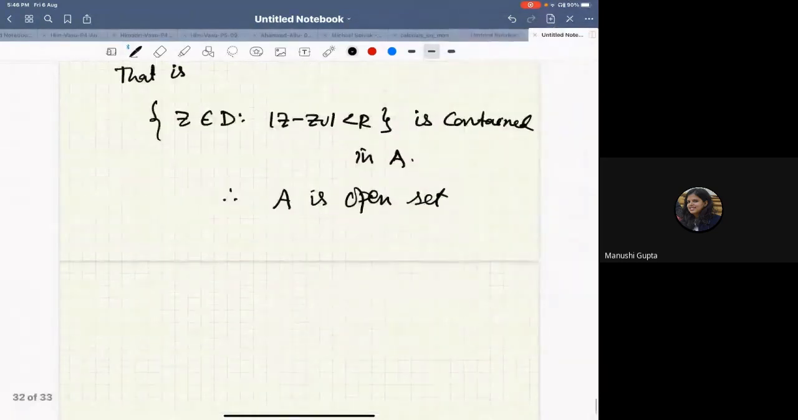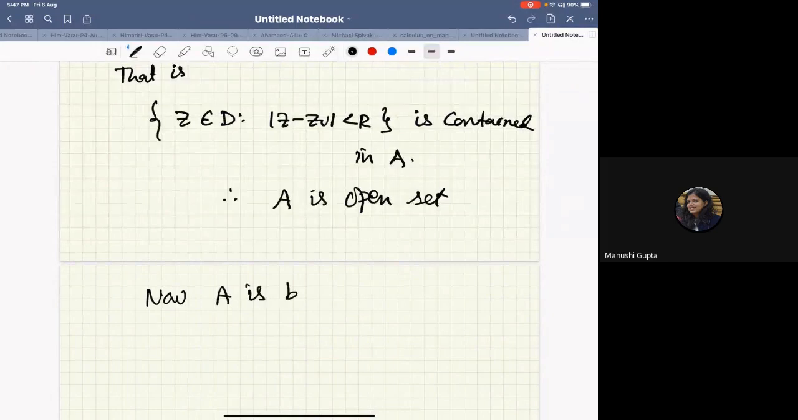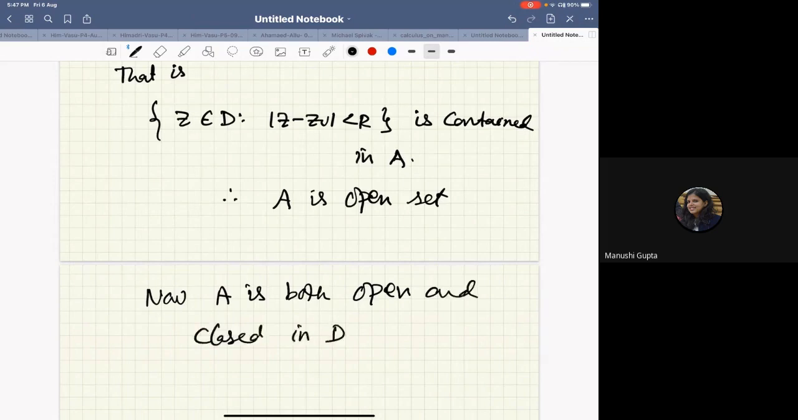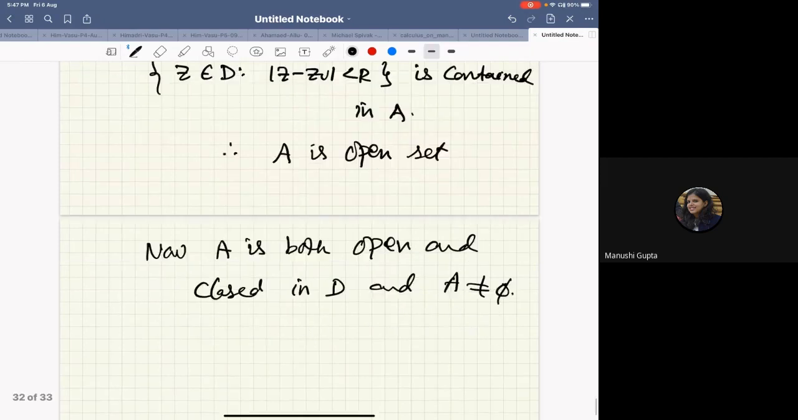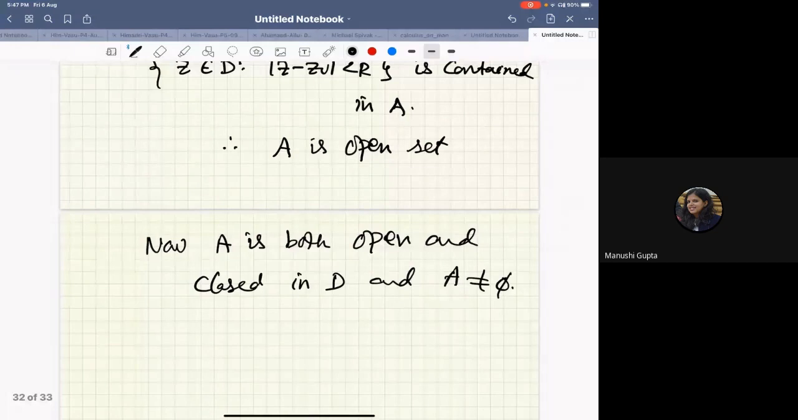Okay. So now A is both an open and closed set in the domain D, and moreover, we proved that A is a non-empty set. So what does it mean? Now here, maybe in a domain D, let me write.